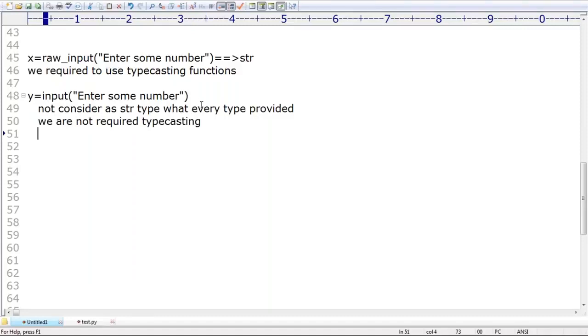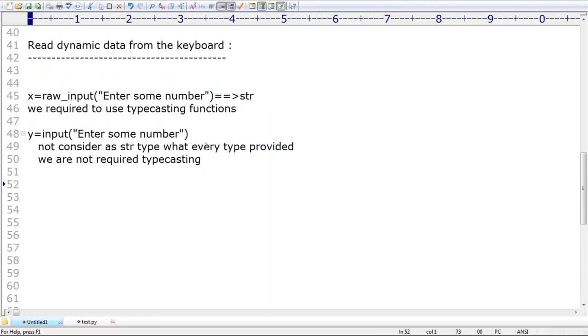Sir, some people are getting bigger doubts. Take very special care to read the data from the keyboard. How many functions are available? Two functions are available. You have some doubts in your mind, just listen to my words until the end. If you want to read the data from the keyboard, two functions are there. What is the first one? Raw input, and the second one is the input function.